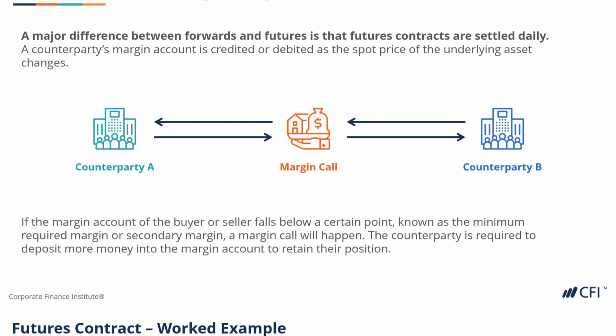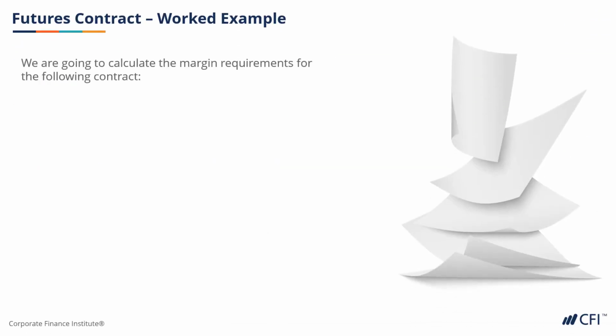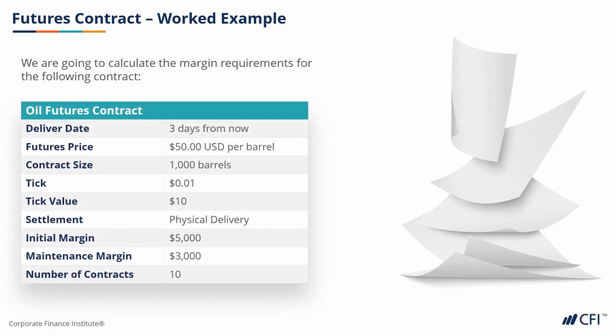We're going to calculate together the margin requirements for the following contract. We're going to assume we're looking at an oil futures contract that's going to be delivered 3 days from now. The futures price in the contract is $50 per barrel, and the contract size is 1,000 barrels. Now, at the bottom of the screen, you'll see that we're actually going to be trading 10 contracts, so in fact 10,000 barrels, but each contract is for 1,000 barrels.